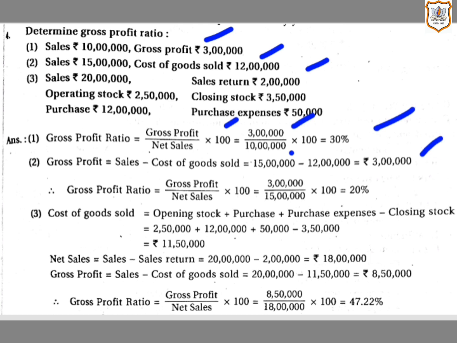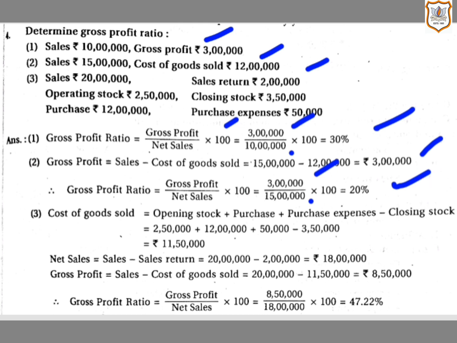So here we will put the value in the formula. Gross profit ratio is equal to gross profit upon net sales multiplied by 100. Here gross profit is 3 lakh and net sales is 15 lakh multiplied by 100, that comes to 20%.